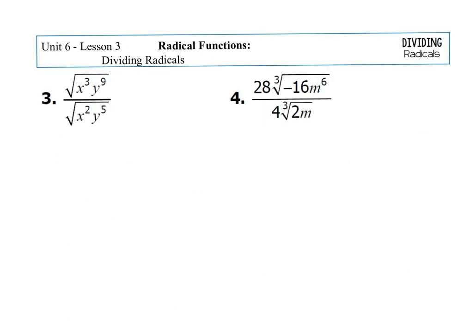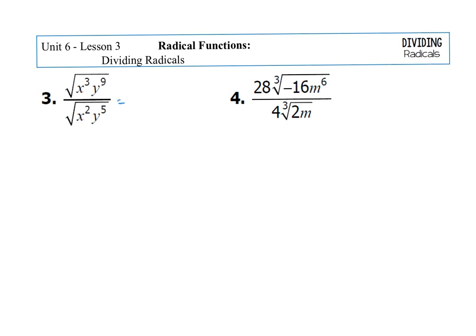Okay, now we're dividing with radical terms. We have the square root of x cubed y to the 9th power divided by the square root of x squared y to the 5th. Now, all these variables are underneath the radical, and we can apply our quotient rule. When you are dividing with variables, you subtract their exponents. And we do our top minus our bottom.